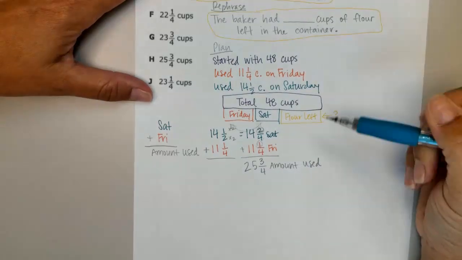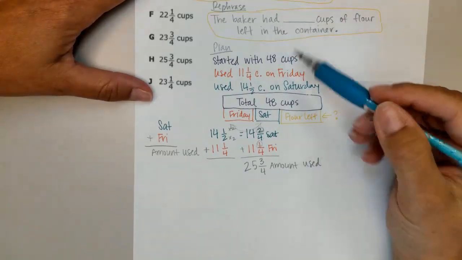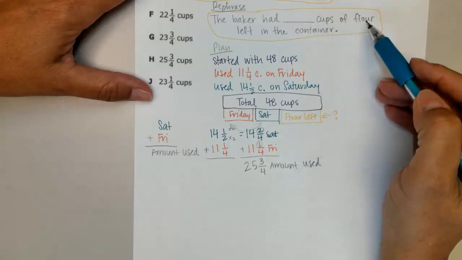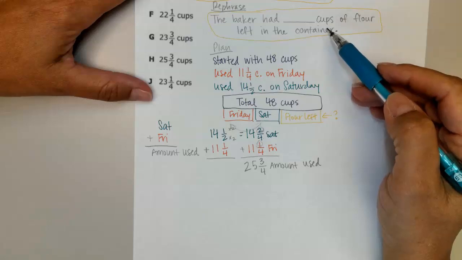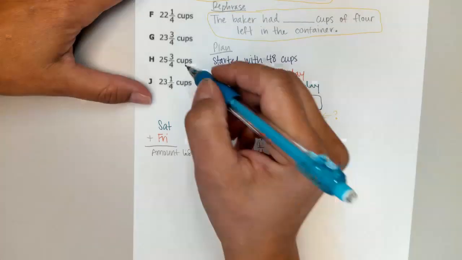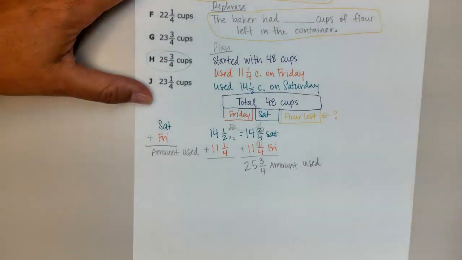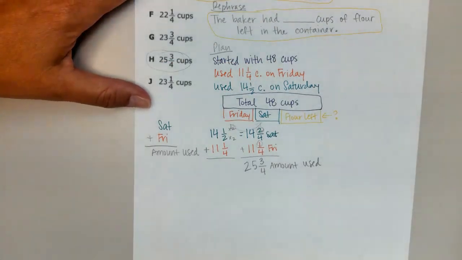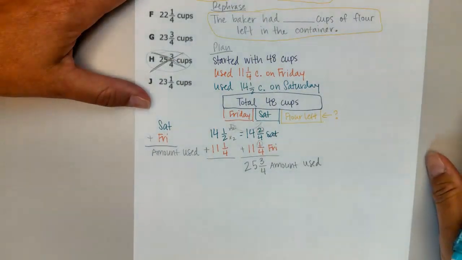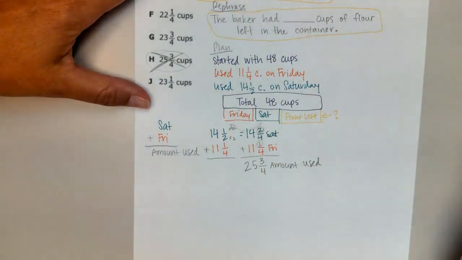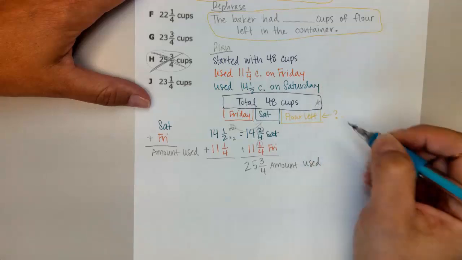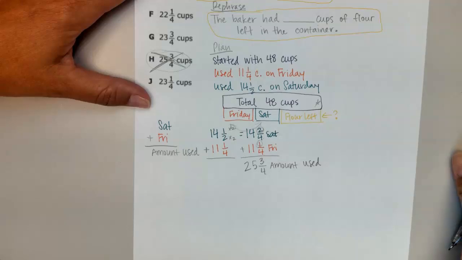Let's plug this back into our sentence. The baker had 25 3/4 amount used cups of flour left in the container. Doesn't make sense, right? But if you look at your answer options, you'll see 25 3/4 cups is an answer. Don't stop after the first step. We know that that's the amount used. That can't be our answer. What I need to do now is subtract from my total amount right here the amount that has been used.